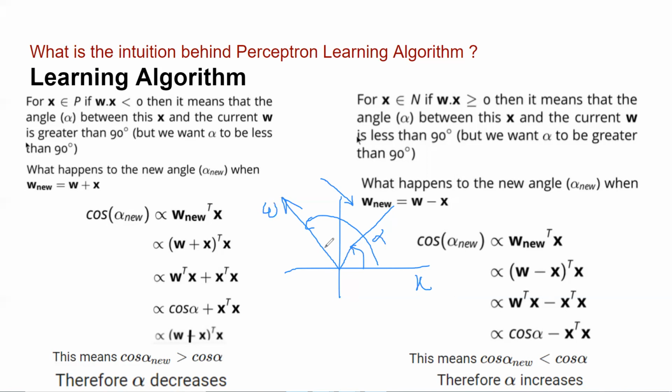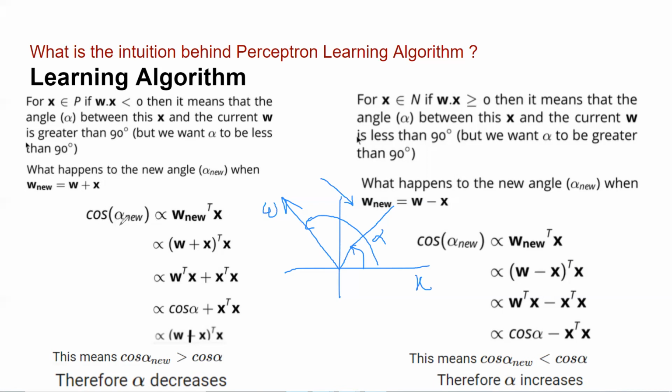Do you agree with me? If I manage to reduce my alpha, I will be approaching the correct classification, right? The angle alpha should decrease. And now I'm going to show how this angle alpha will decrease by adding x.